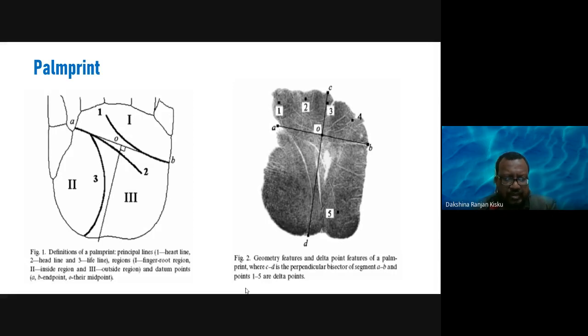And we can have the inside region. In the inside region, we can have the lifeline. This is one of the principal lines which are found on the palm image. And we can have the outside region. In the outside region, we can see that the heart line emerges from this region, and the head line is found to end at this region. So this is called the outside region. Okay, so region 3 is called the outside region.